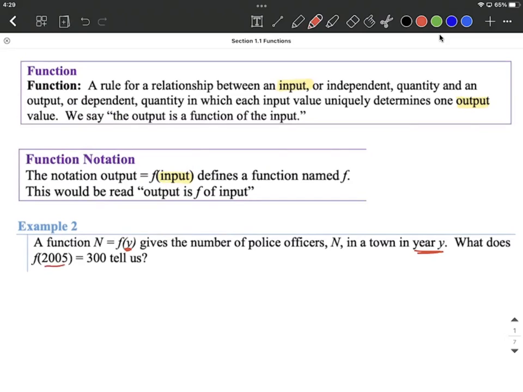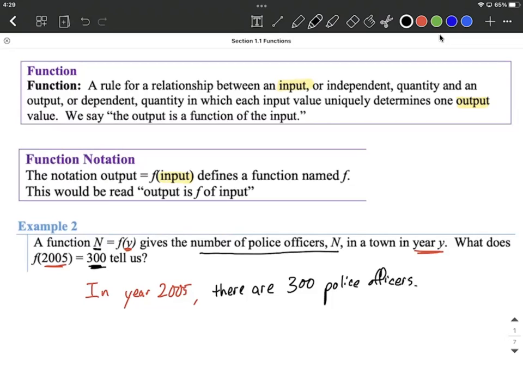So because 2005 is being plugged into the function and y is plugged into the function, we can say in the year 2005, then our output is going to equal 300. Well, n is the output as it's been defined up above, and n is the number of police officers. All right, so in the year 2005, there are 300 police officers.